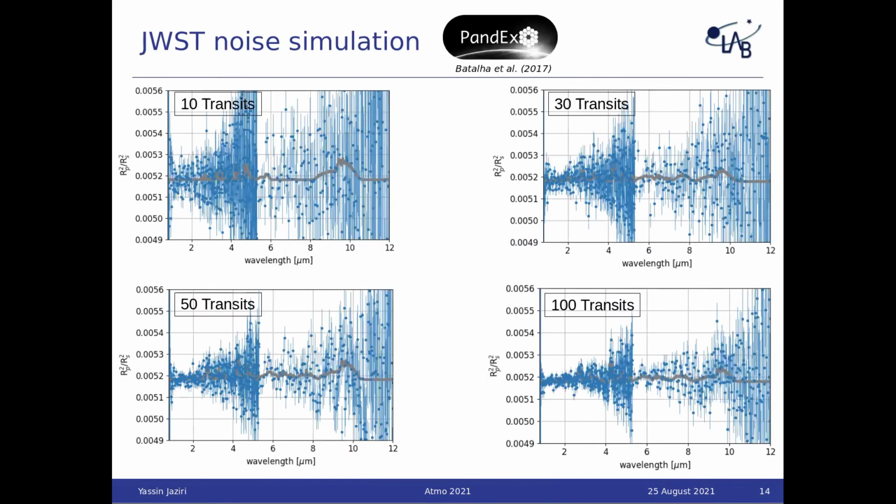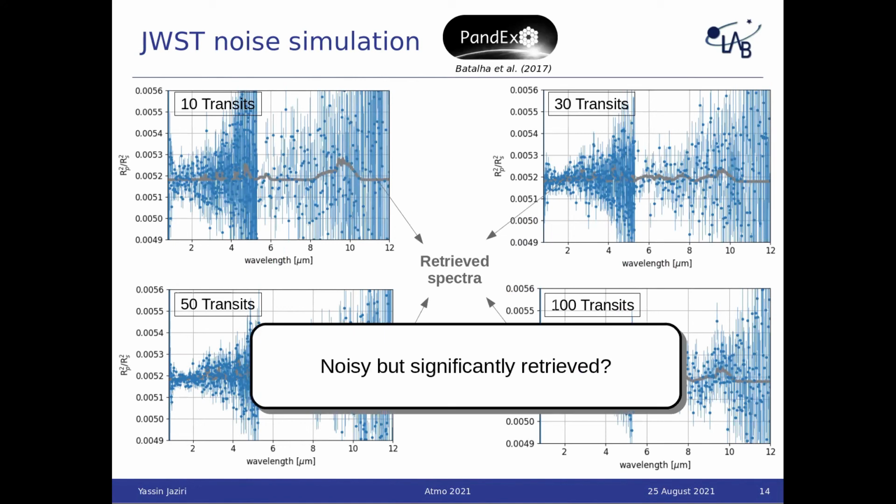If we do a test with JWST and we use the PandExo tool to compute a more realistic noise, as you can see in blue dots, you have the noisy spectra computed for 10, 30, 50, and 100 transits. And in gray, you see that we can retrieve with Torex, we have a retrieved spectra. But the question is, is it significantly retrieved, because it's very noisy? So does it mean something? Does it mean that we can be confident for ozone detection, for instance?